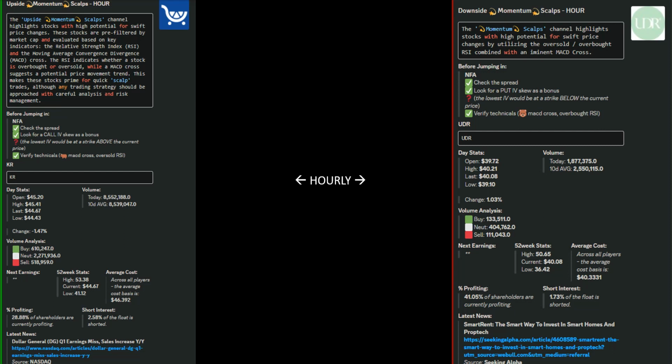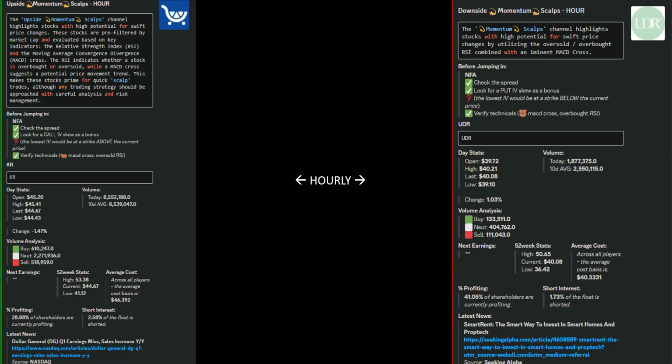And with these feeds as well, I've actually included a lot of explanatory notes in there, like the "before jumping in" check marks, letting you know to make sure to check the spread. These are not plays you can just jump into, because some of these will have bad spreads. Some of these will be illiquid. Not all of them are going to be your ideal candidates, but you can go through and you'll know the tickers when you see them.